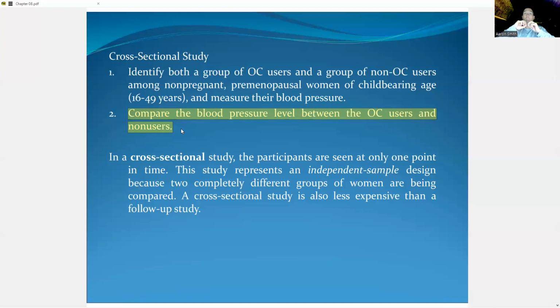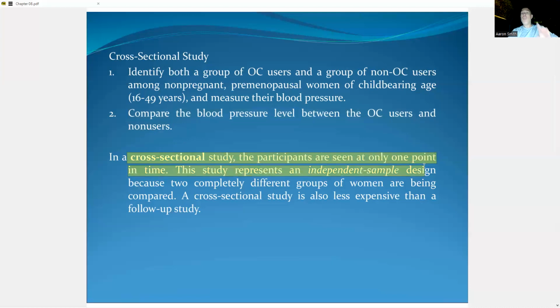And so we will mathematically handle this differently because I don't have a one-to-one correspondence between the people in each group. In a cross-sectional study, the participants are seen at only one point in time. This study represents an independent sample design because two completely different groups of women are being compared. A cross-sectional study is also less expensive than a follow-up study.